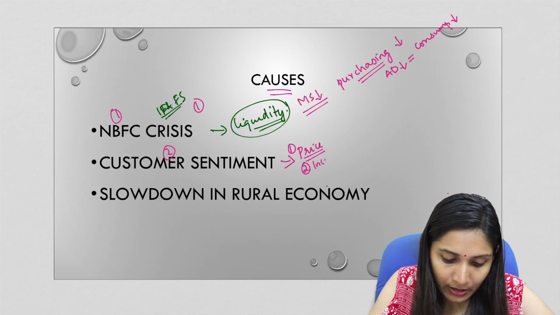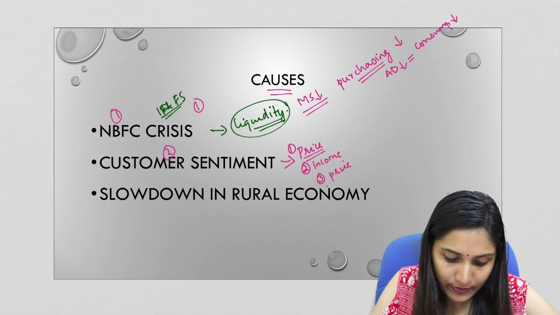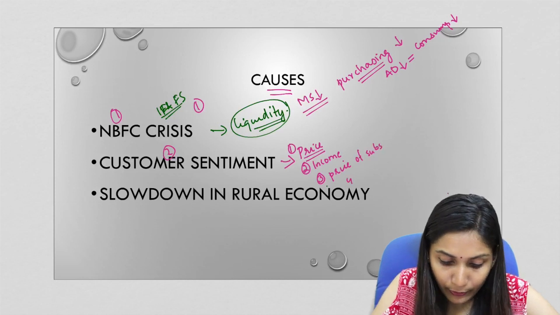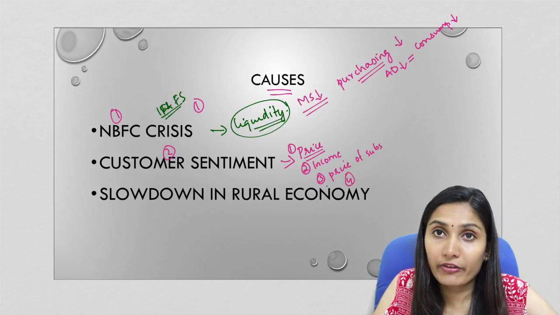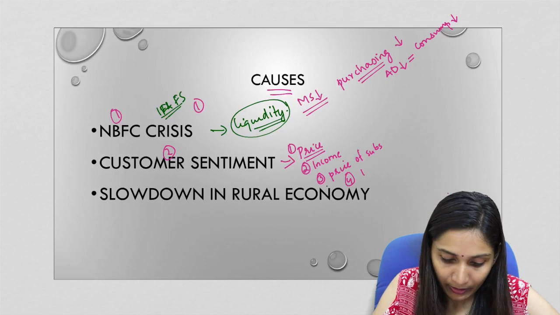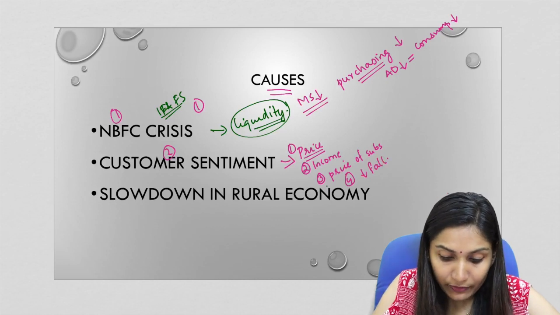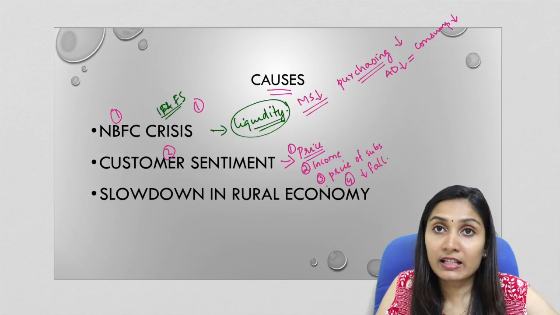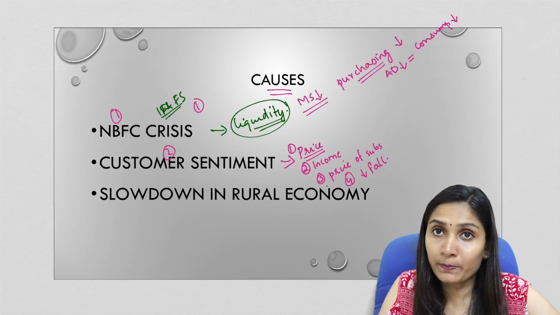The second factor is the income of the consumer. The third factor is the price of substitutes. Now, the fourth factor is the expectation of a fall in the prices in the future. Now, these are some of the factors that will influence the consumer while making a decision to purchase.